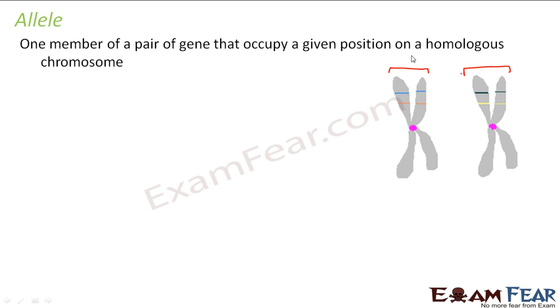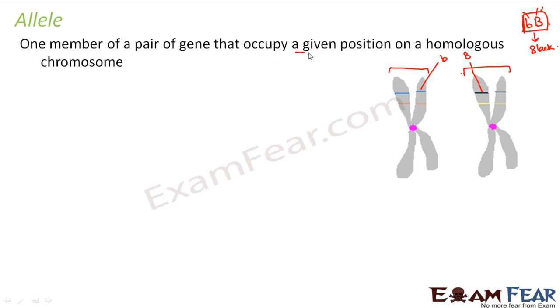Let me take an example this way. Let us suppose this denotes the blue eye color, which is denoted by a small b. Let us suppose this denotes the black eye color, which is denoted by a capital B. So when you combine these two chromosomes, because they exist in pairs, what do you get? Small b, capital B. What would be the eye color when taken together? It will be black, because black is the dominant trait, right? Now each of these, that means this small b and this capital B, are separately known as an allele. So allele is one member of a pair of genes that occupy a given position on a homologous chromosome.